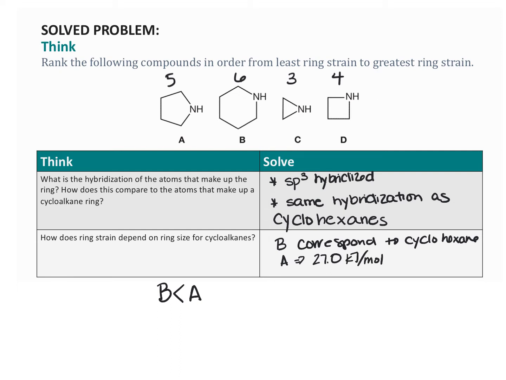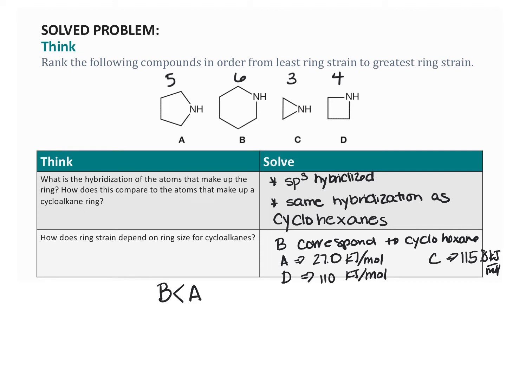And then the next thing I would do is look at the 4-membered ring on the previous table, which would correspond to D, and that would give me 110 kilojoules per mole. And then C is a 3-membered ring, and so that would give me 115.8 kilojoules per mole. So we would use those correspondences and then just rank these.